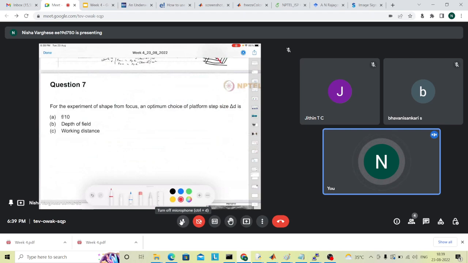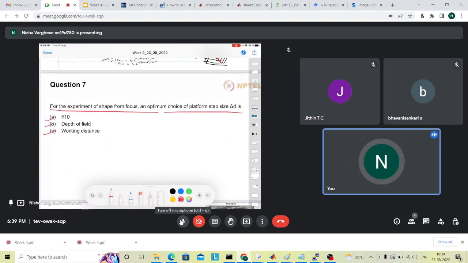For the shape from focus experiment, an optimum choice of platform step size delta D is: platform step size delta D means how much we are shifting the platform to get different images. So what would be the answer? Option A is f by 10, focal length by 10. B is depth of field. C is working distance. If we are shifting by delta D, we should get a different focus measure at every point.